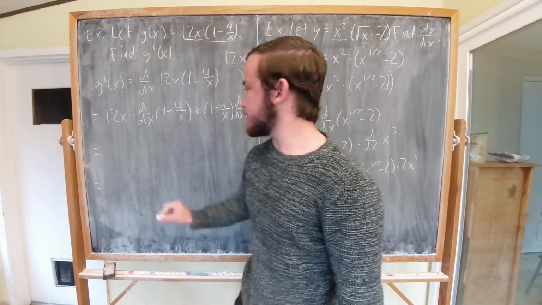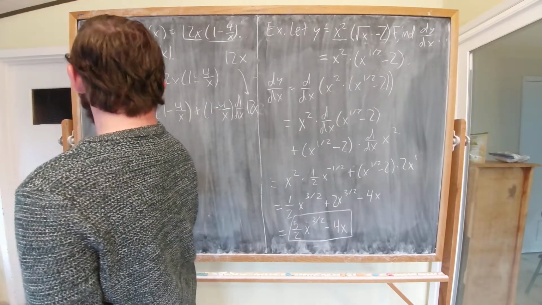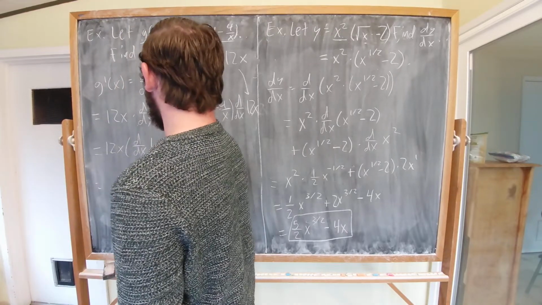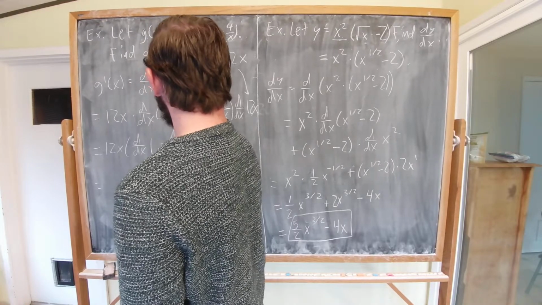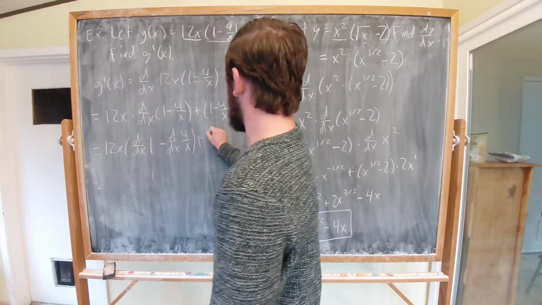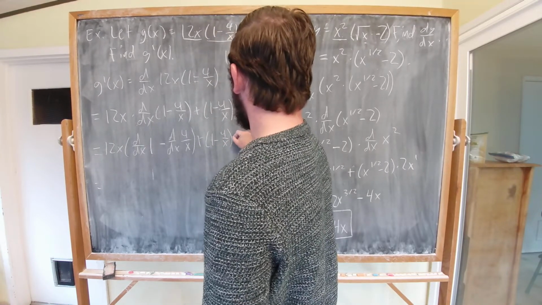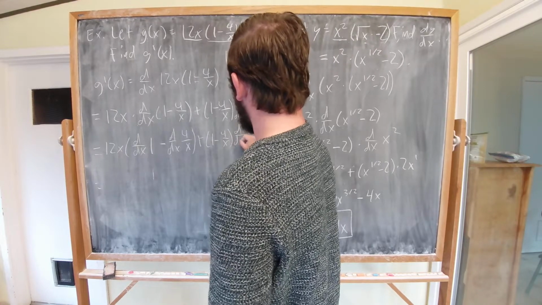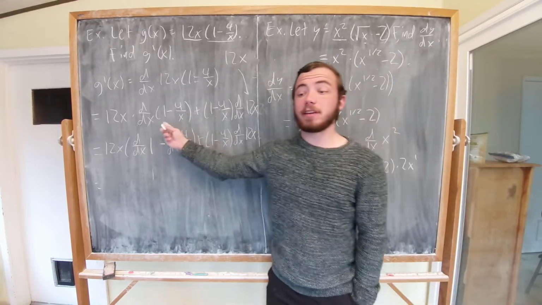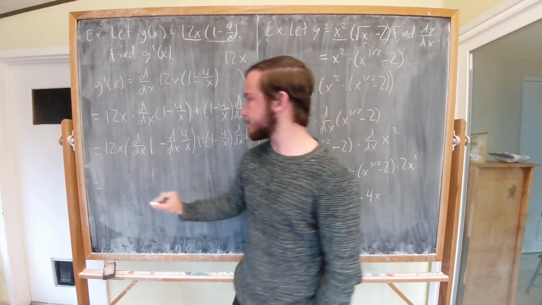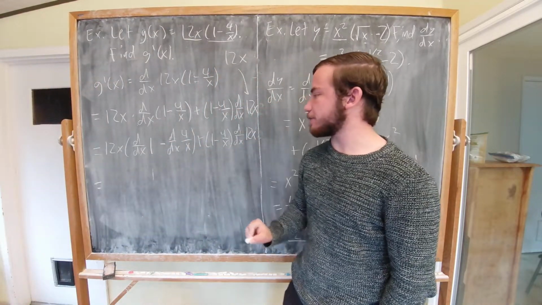Let's do some calculus. This is 12x times, I'll write this one fully out, derivative with respect to x of 1 minus derivative with respect to x of 4 divided by x plus 1 minus 4 over x times derivative with respect to x of 12x. Okay, and that was using the sum rule to split up that.